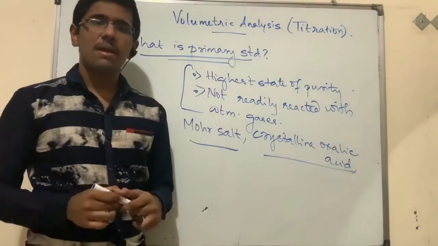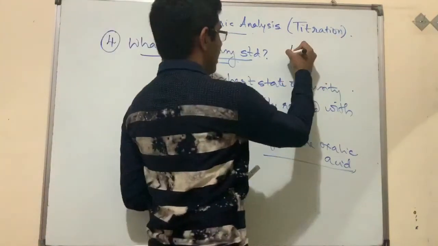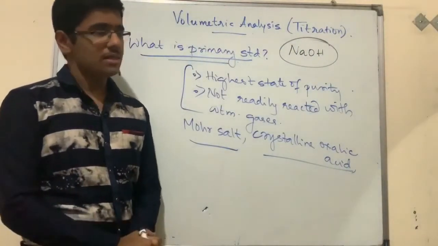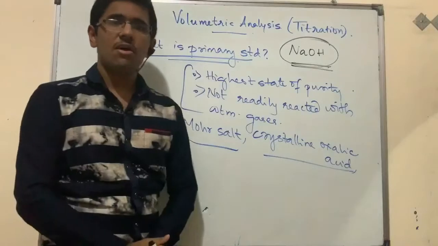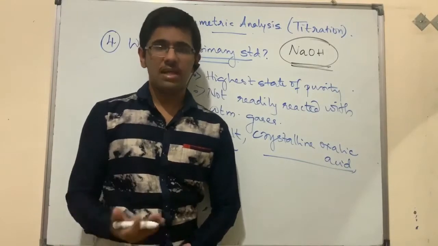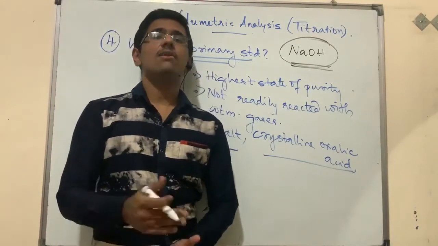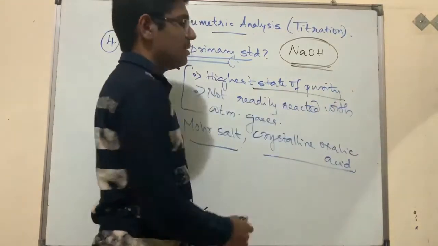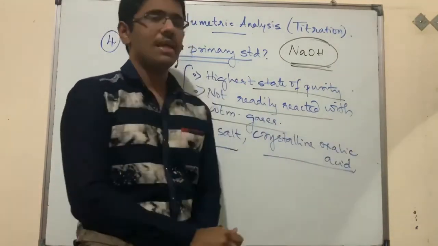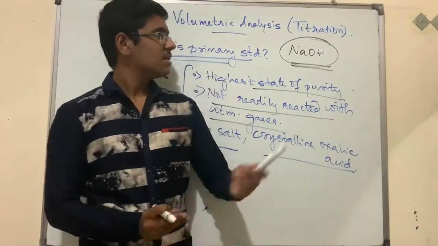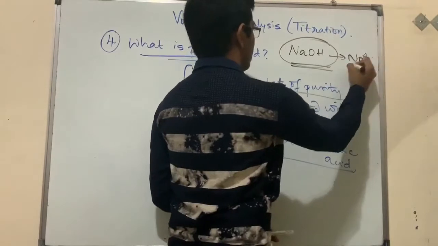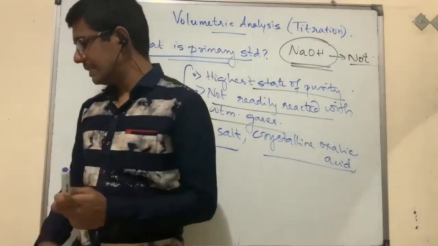Can sodium hydroxide be a primary standard is a question. Sodium hydroxide is NaOH. It is kept in sealed glass bottles. You know, sodium hydroxide is not a primary standard. Why is it not a primary standard? Because it can react with the atmospheric air, and it can lose its purity. That means its purity is not fixed. That's the first thing. Its purity is not fixed, and it can react with atmospheric gases, etc. Hence, we cannot say that sodium hydroxide is a primary standard. So it is no. Sodium hydroxide is not a primary standard.